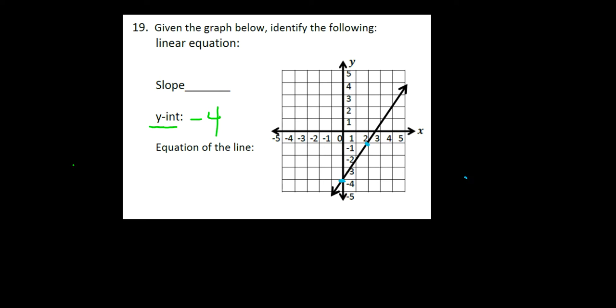And then we're going to do our rise and our run. This is up by 1, 2, 3, and over by 1, 2. 3 over 2 is my slope. And so my equation will be y equals 3 over 2x minus 4. Cool. Let's check out number 20.